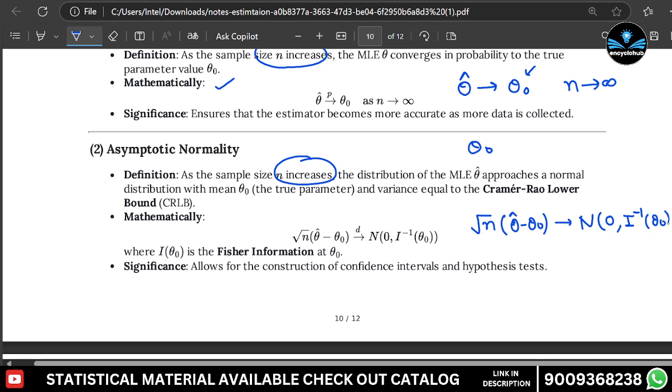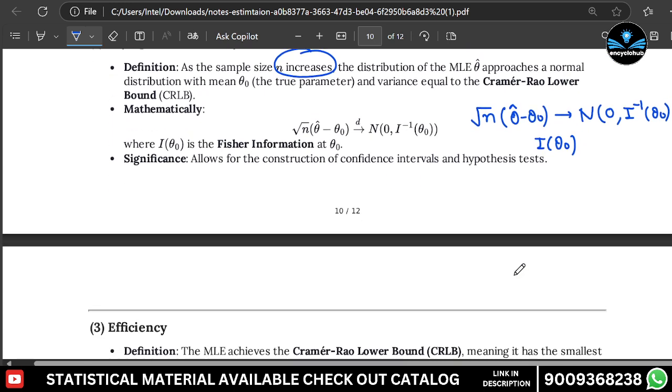This is the Cramér-Rao lower bound, where I(theta 0) is the Fisher information, and its reciprocal is called the Cramér-Rao lower bound. This allows for the construction of confidence intervals and hypothesis tests.